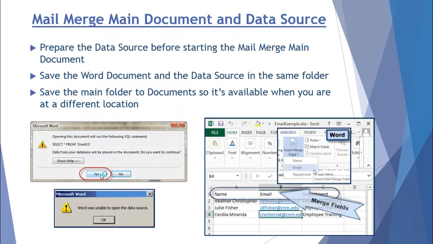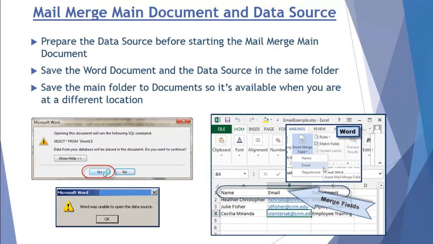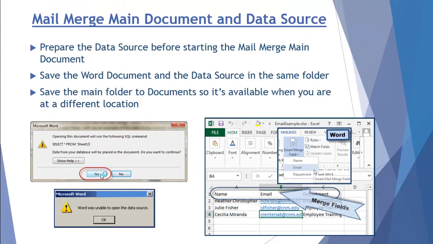When creating a Word mail merge main document, it must be linked to a data source. A data source, also called a data file, is simply a collection of records that store data. This data is used to populate merge fields in mail merges. You might get this message when you open a mail merge main document. You must click Yes to accept the data source. To prevent problems with the data source link, you should prepare the data source before you start the mail merge.